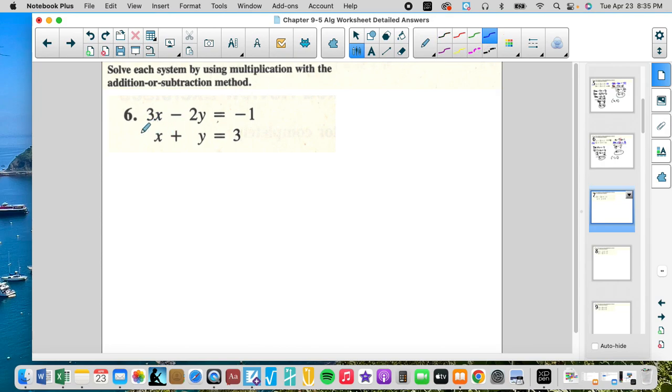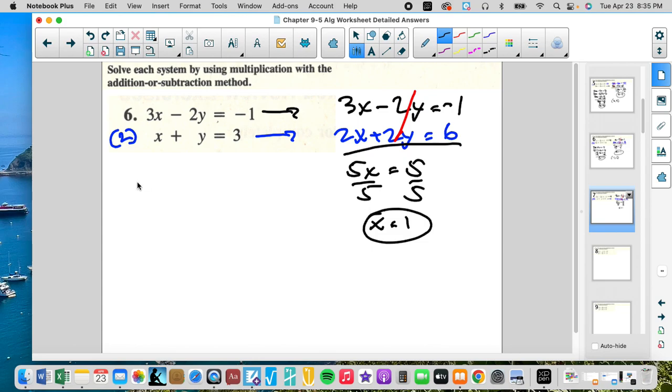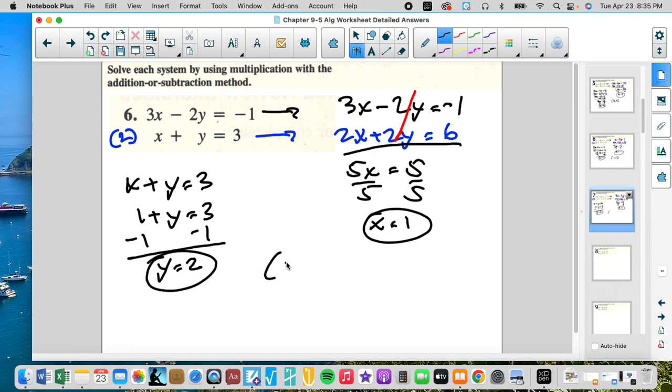We'll multiply the bottom one by 2 to get rid of the y's. The top equation stays the same: x minus 2y equals -1. The bottom equation becomes 2x plus 2y equals 6. The y's are going to cancel. 5x equals 5. Divide by 5, divide by 5. x equals 1. x plus y equals 3. 1 plus y equals 3. Minus 1, minus 1. y equals 2. So we get 1, 2.